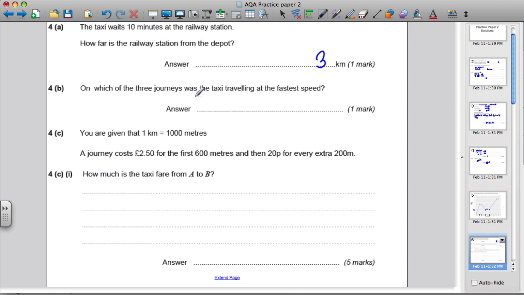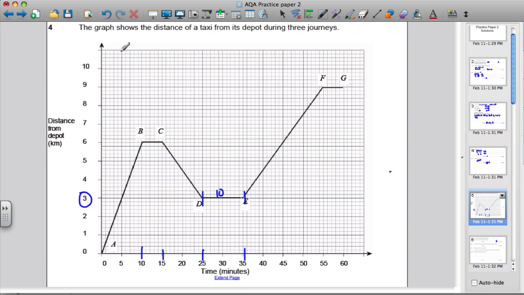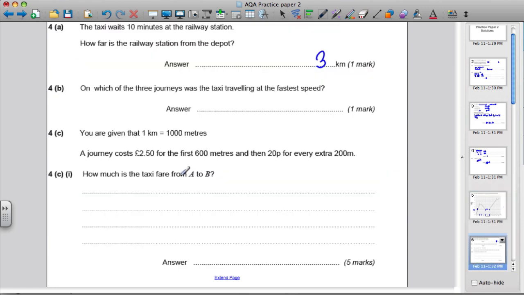On which of the 3 journeys was the taxi travelling at the fastest speed? On a distance time graph, the gradient tells you the speed. Where is the gradient the steepest? Here, here, or here? Just by looking at it, you can really tell that it's steepest here. So between A and B is where it's fastest. So in which of the 3 journeys, you can say between A and B.